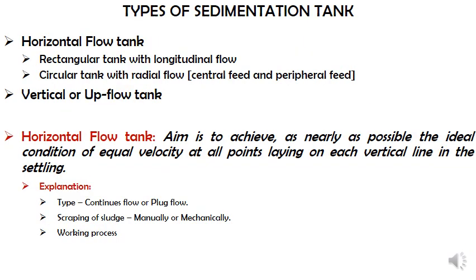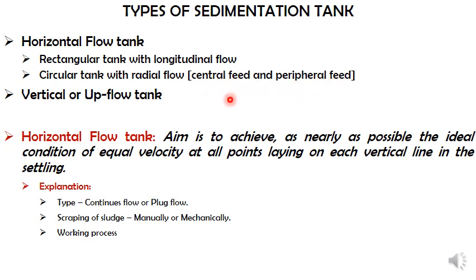Types of sedimentation tank. We have basically two types of sedimentation tank. The first one is the horizontal flow type, and the second one is the vertical flow tank. Again, in the horizontal flow type we have two types: one is the rectangular tank and the other is the circular tank. For the circular tank we again have central feed and peripheral feed.